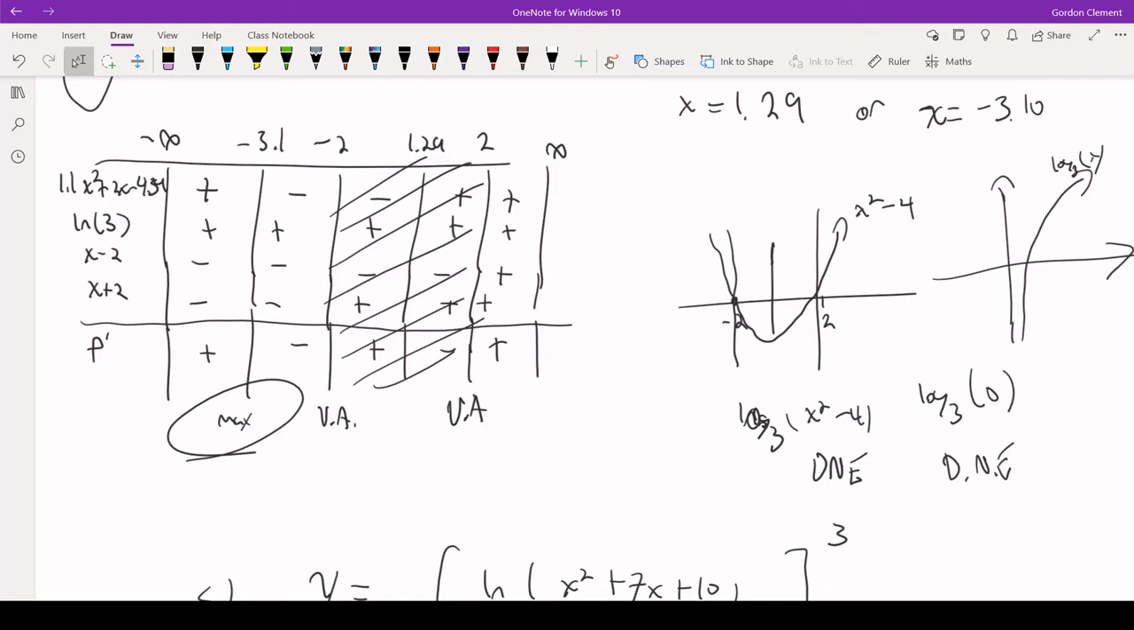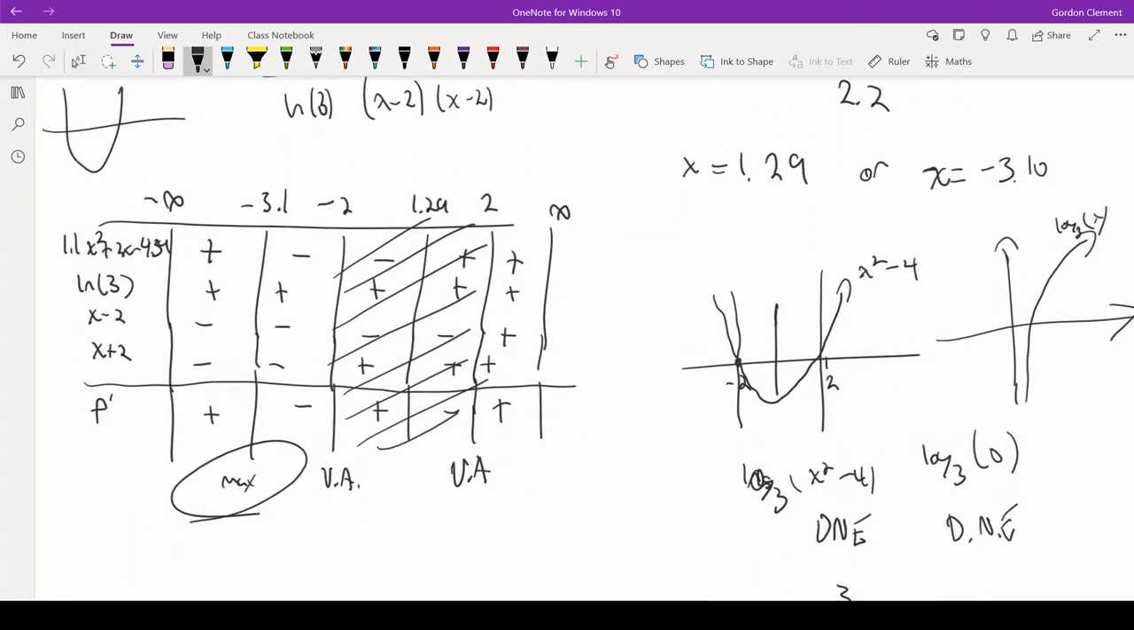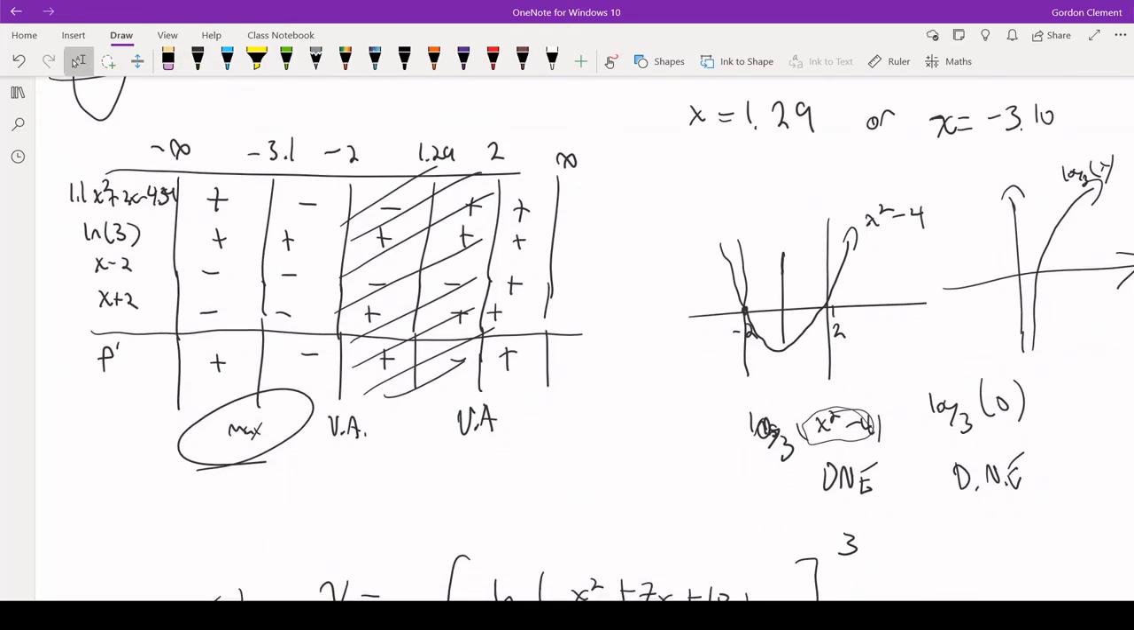So figure out where your log graph doesn't exist. Anywhere the inside function's negative, I block that off my table, and then the boundaries of those areas will actually be vertical asymptotes on your graph. So that's how I handle that. You got to be careful when there's a logarithm in your function. You got to be careful about the domain.